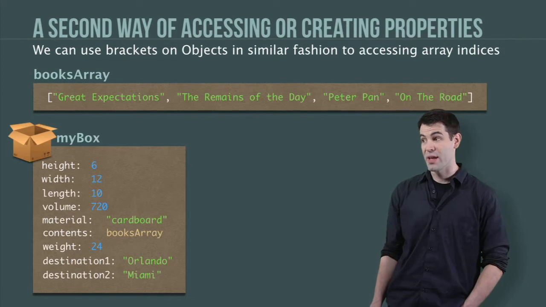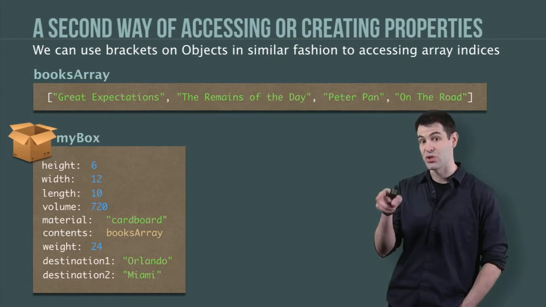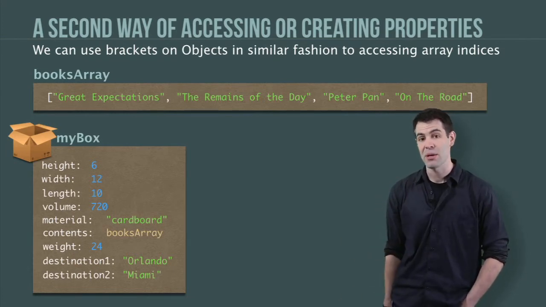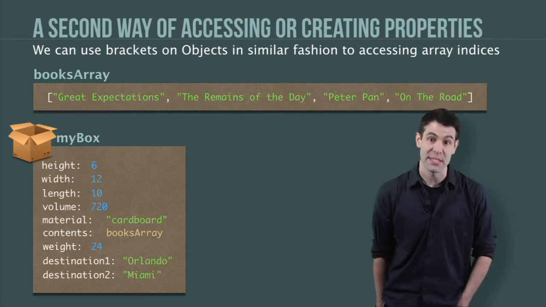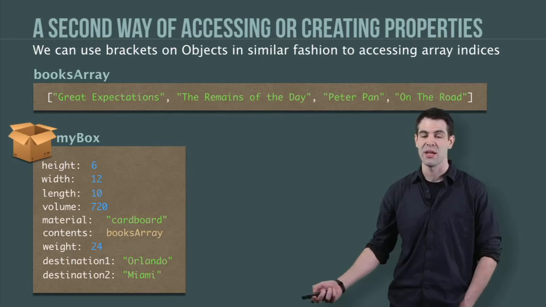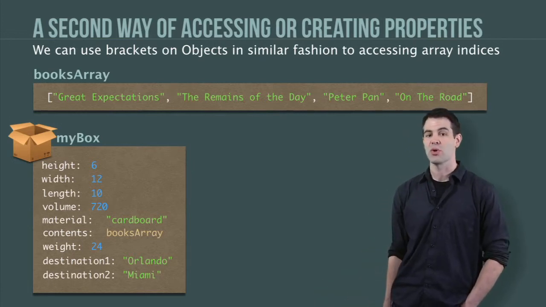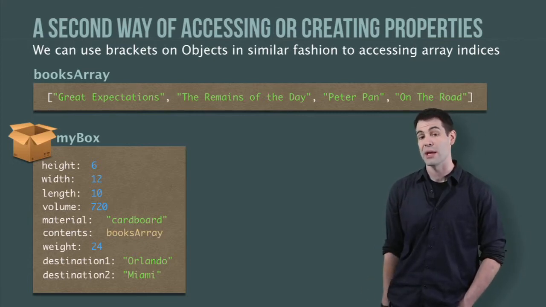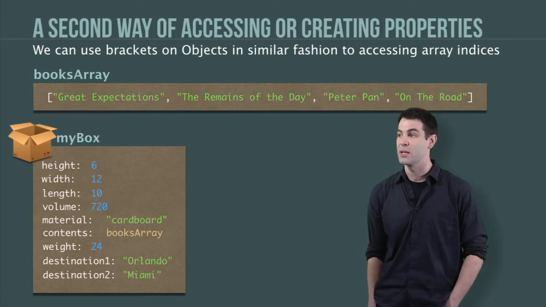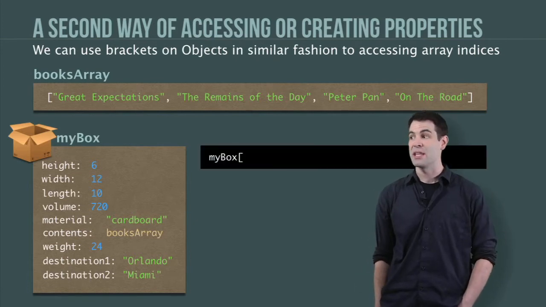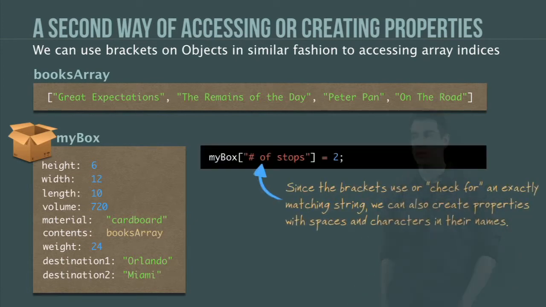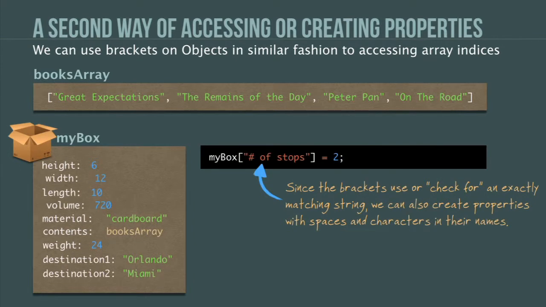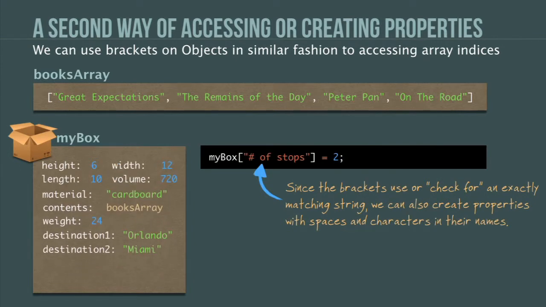Here's a pretty cool thing about the whole bracket and string access. If you want to make properties that have spaces between the words, that's totally fine, because the object just looks for a string and will find whatever string name you have provided, or create whatever string name you have provided. So here, if we wanted to add the number of stops that our MyBox is going to make, we could do that with a nice string. Notice the spaces, number of stops, and set that equal to 2.